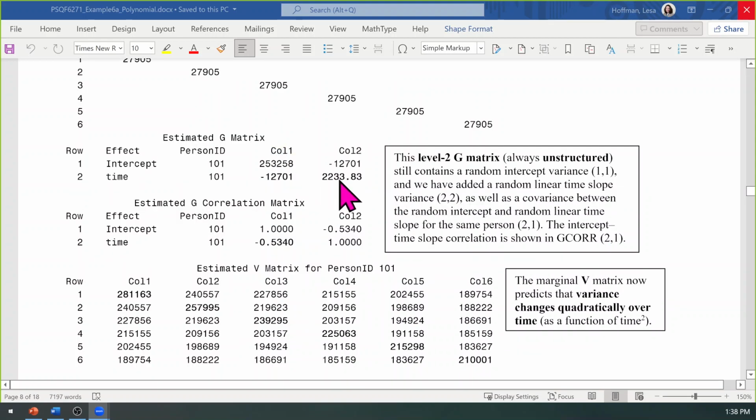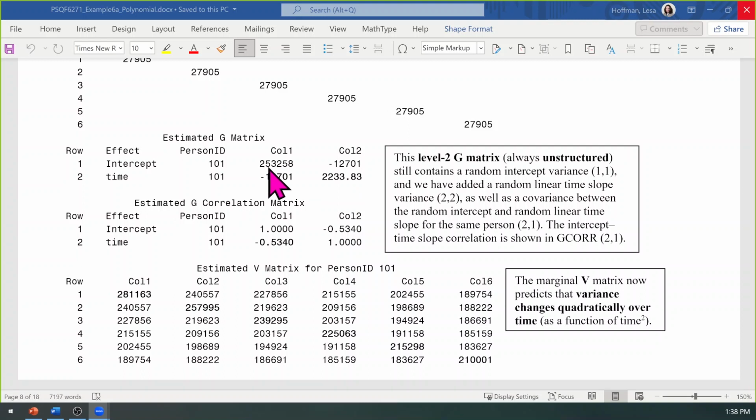Good. And here it is. So here's our G matrix. The intercept variance is 253, 258, and the slope variance is 2233. So the intercept variance in this model is a different number than it used to be. Why do you think that change happened? Why would the intercept variance be different after adding a random slope variance to go with it?